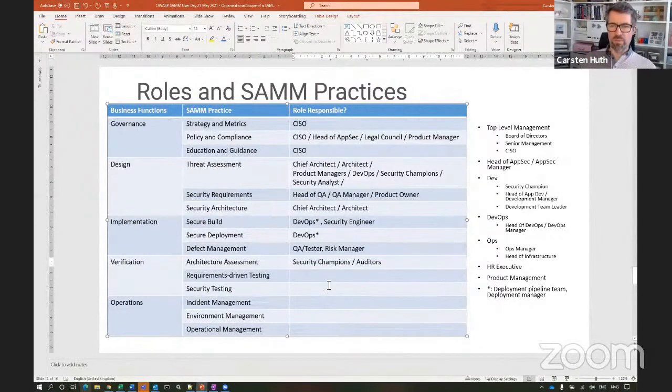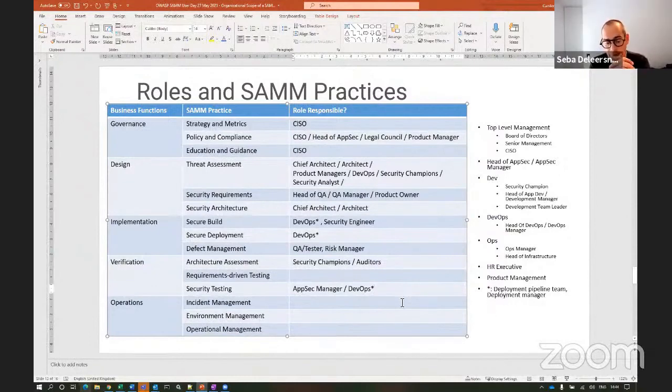And so here I think the AppSec manager is definitely involved, but also, in my opinion, DevOps roles play a large role in the integration of security testing. And this is also probably a deployment pipeline team or deployment manager. And then testers, definitely. Yeah. Testers slash QA, that will be.